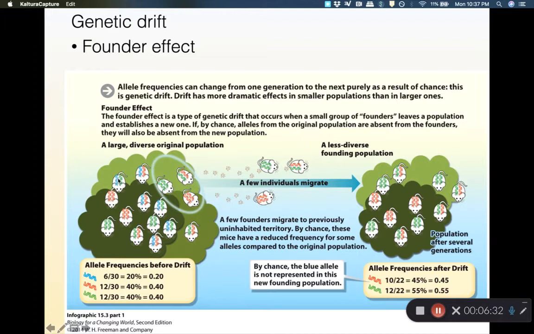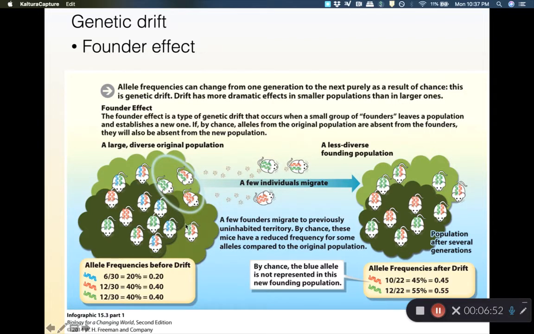So you can see that there is an allele frequency of, there's only 6 of these blue alleles throughout the population, creating about 20%. Again, all of these have to equal 1. That is important later on for Hardy-Weinberg equilibrium.